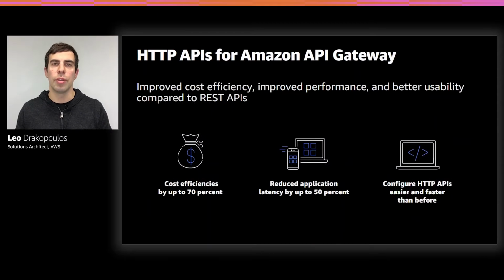Previously I mentioned that we have two flavors of APIs on Amazon API Gateway, REST APIs and HTTP APIs. So let's learn more about HTTP APIs and how those two differ. HTTP APIs is the newest flavor of Amazon API Gateway, and generally it will help you improve on cost efficiencies, reduce application latency, and also we did some sort of revamp on developer experience, so you should be able to configure HTTP APIs easier and faster.